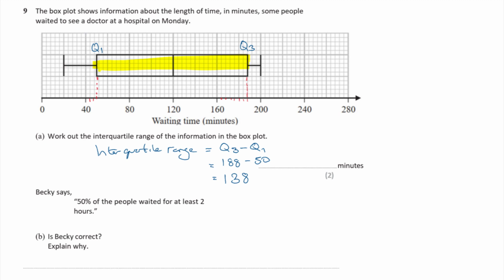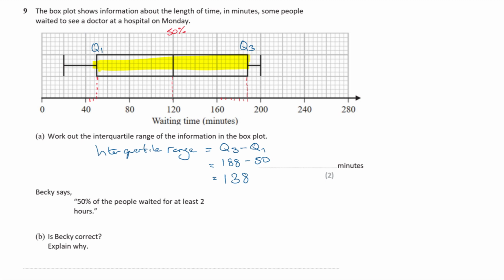Becky says 50% of the people waited for at least 2 hours. Is Becky correct? Explain why. So 50% is where the median lies. Remember, the lower quartile lies 25% of the way through your data. The upper quartile is 75% of the way through your data. The median lies 50% through your data. So that little stripe in the middle of the box is at the median value, and so the median value here is 120. In other words, it is 2 hours.